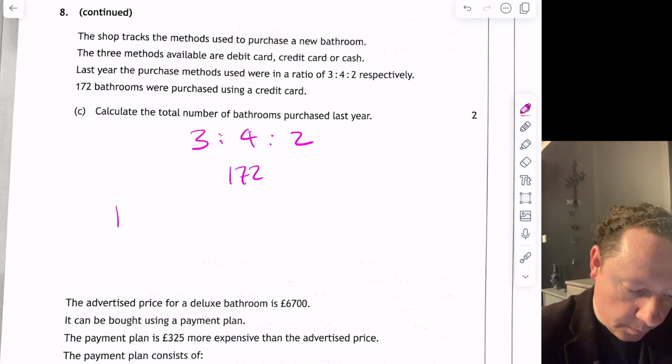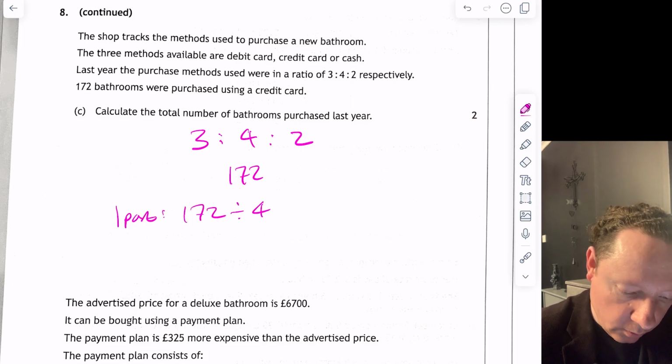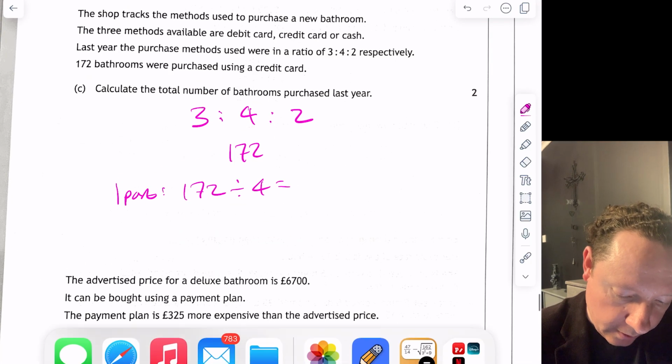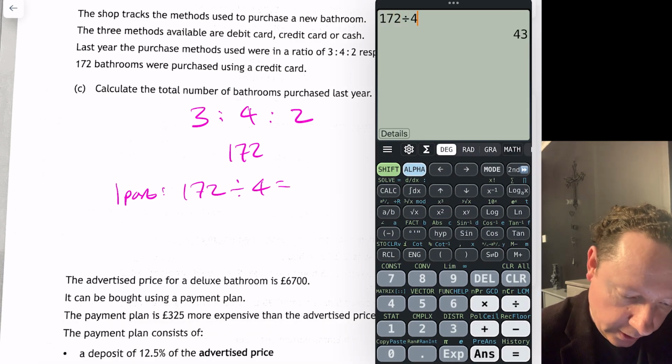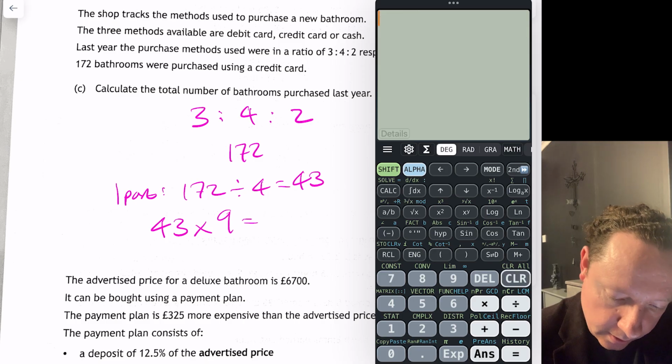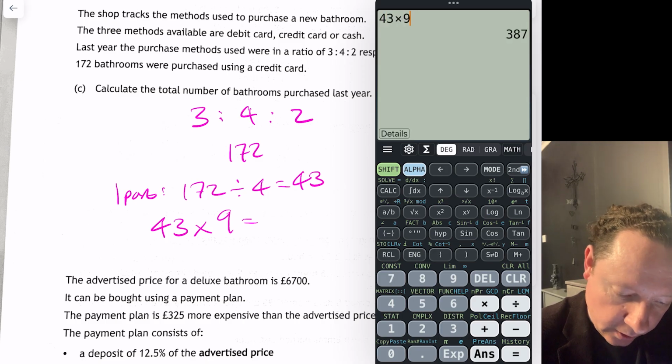So I can work out one part by doing 172 divided by 4, and hope you realise that. So I get my calculator. 172 divided by 4 is 43. And then I just need to do 43 times the total number of parts. So 4, 5, 6, 7, 8, 9. So times by 9. And that gives me 387.